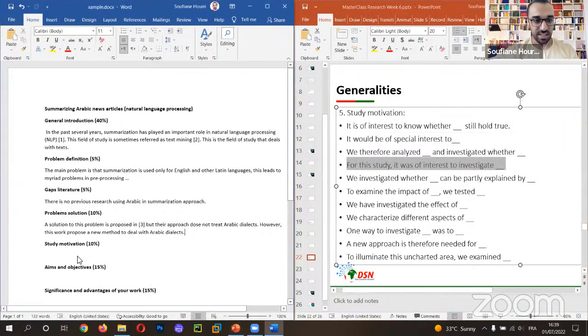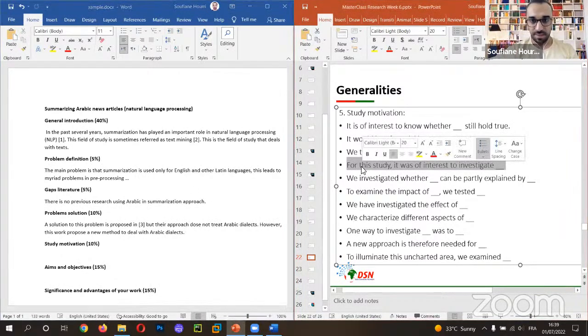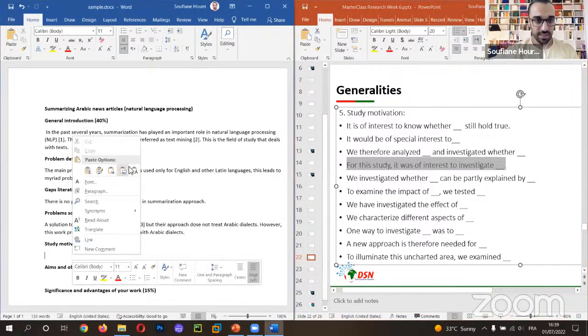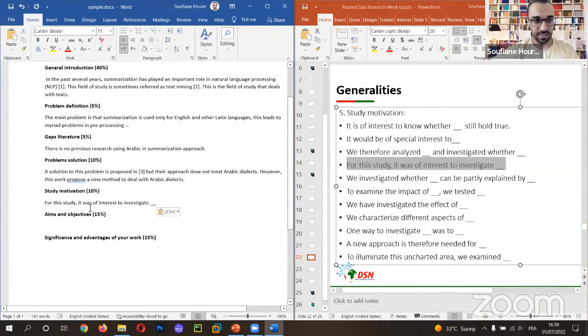For example, for the study motivation, we can use this one: for this study, it was of interest to investigate Arabic dialects or something like that. We just need to write a motivation about this.